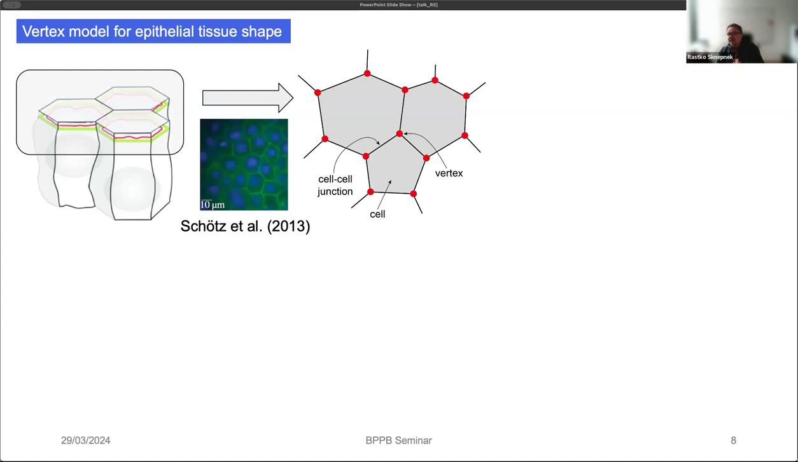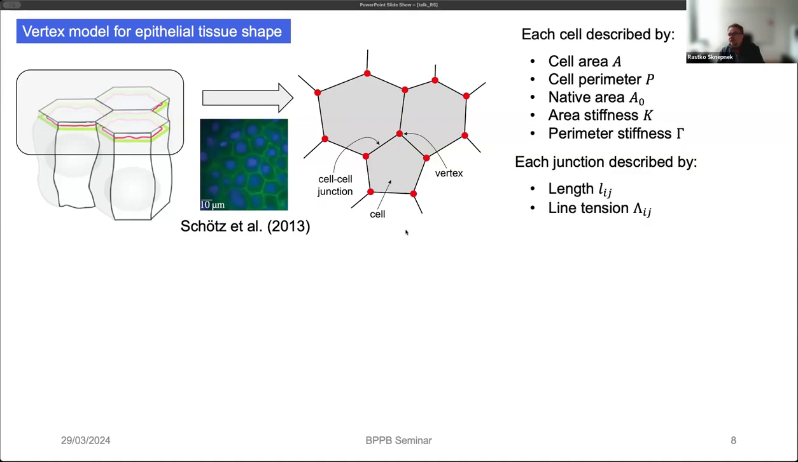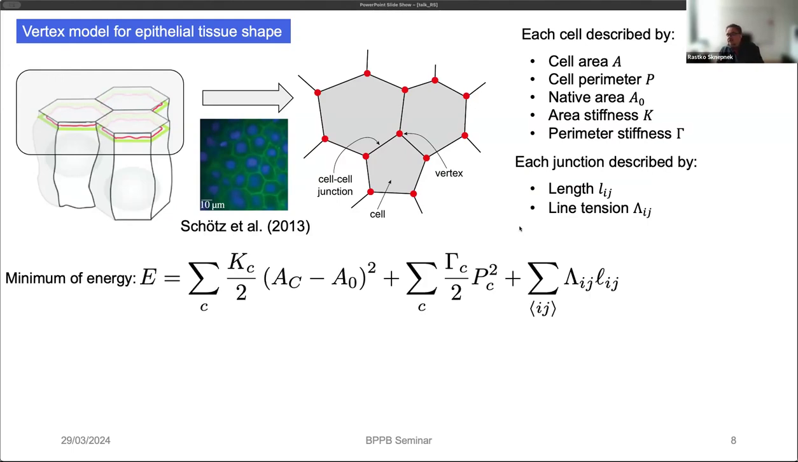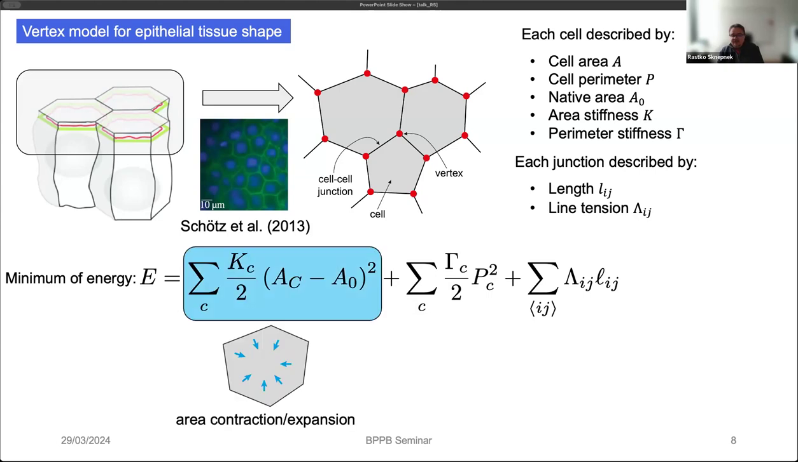And then one can construct what is called a vertex model, where cells are represented as polygons. Two cells share an edge, and three or more cells meet at a vertex. And then the vertex becomes the degree of freedom. One can then assign areas, perimeters and line tensions to these objects, with corresponding moduli, and write an elastic energy, which looks something like this. There are three terms. The first term is the penalty of changing the area of a cell, which corresponds to the fact that epithelial cells keep their volume fixed. So if you want to keep the volume fixed, and you change the height, you're also going to have a penalty of changing the area.